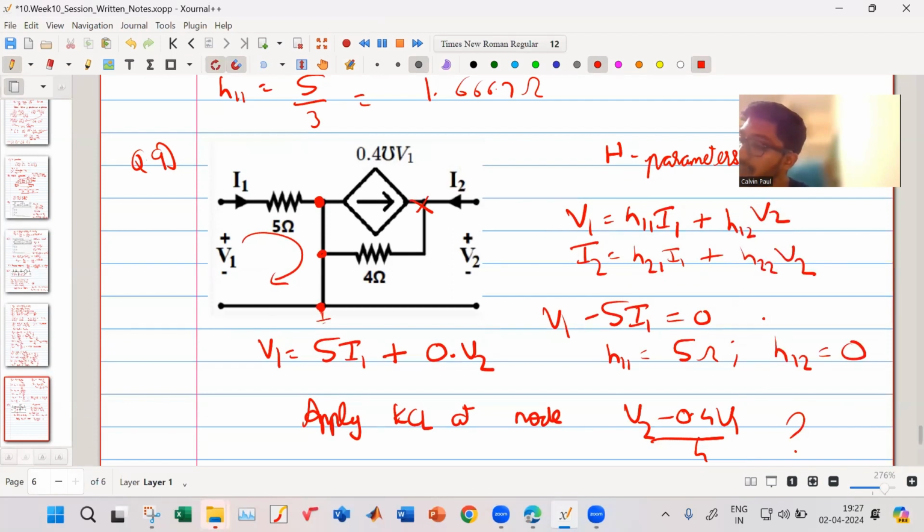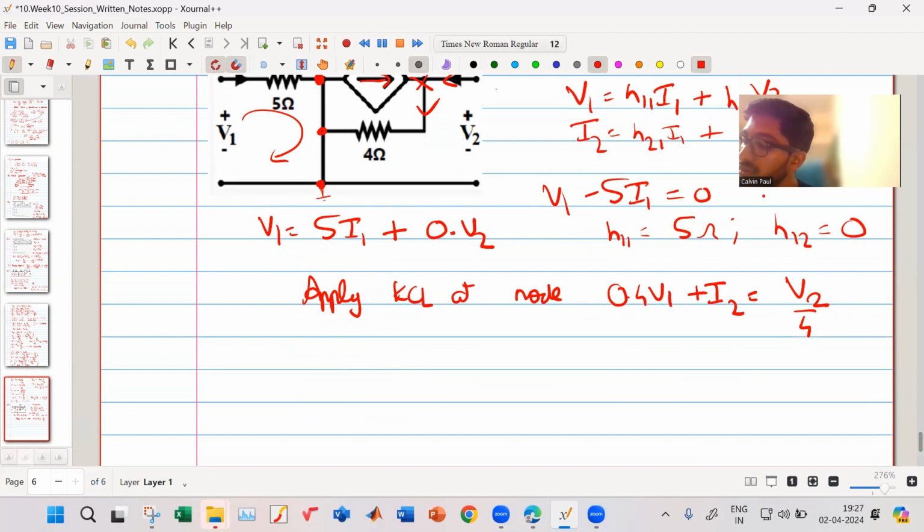First of all, you must understand this is a current source. This also is some current, and there's some current flowing out. First, what is the current flowing in? This is the current flowing in, and this is the current flowing in. So we have 0.4 V1 plus I2 is equal to the current flowing out. What is the current flowing out? V2 by 4. So 0.4 V1 plus I2 is equal to V2 by 4.